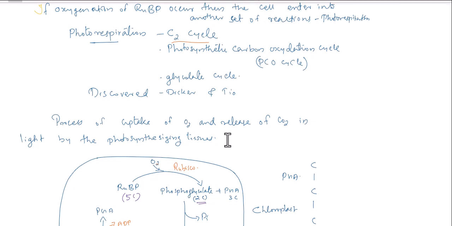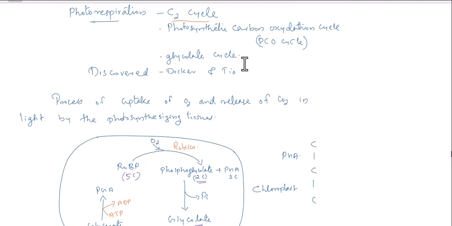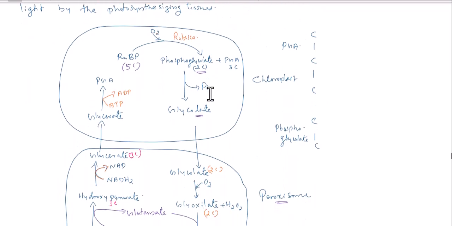We otherwise term it the C2 cycle, photosynthetic carbon oxidation cycle. All are the same. Glycolate cycle. This abnormal reaction was discovered by two scientists, Dicker and Teo. Let us go through that process.